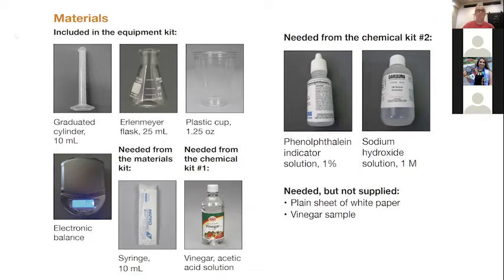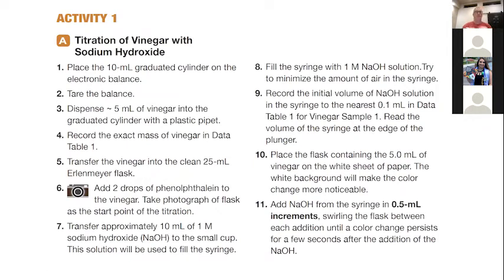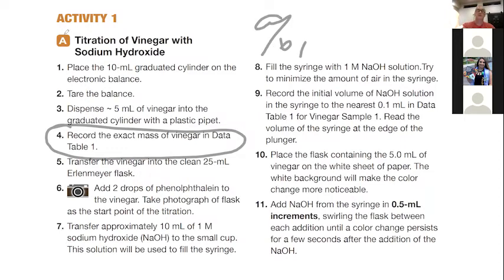So what do we do? So we take our 10 mil graduated cylinder and put it on the balance, and then dispense about 5 mils of vinegar into the cylinder using a transfer pipette. Then we're going to record the exact mass of the vinegar. This way we'll be able to get a precise volume. And not only that, we'll be able to figure out the percent mass of acetic acid. Because remember, we should get about 5% acetic acid by mass.